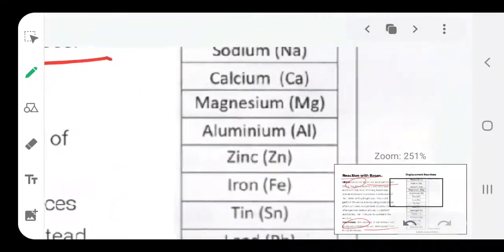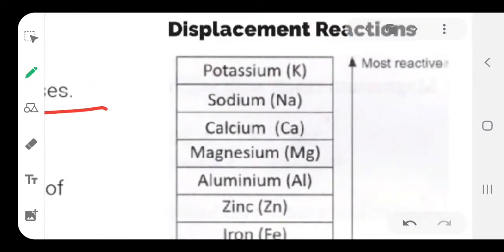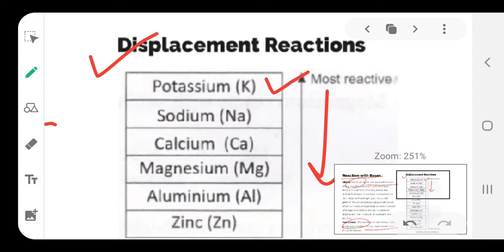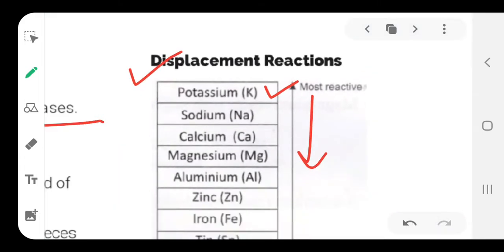Now this is the table that should be learned by you by heart. Okay? Because the next topic is displacement reaction. So just draw this table in your copies. First of all, the higher metals which are reactive are on the top, and as we go down the order, reactivity decreases. Okay? So first of all, write it down in the order.